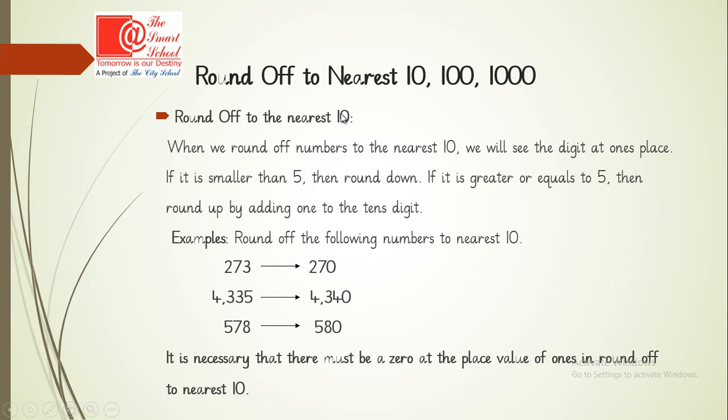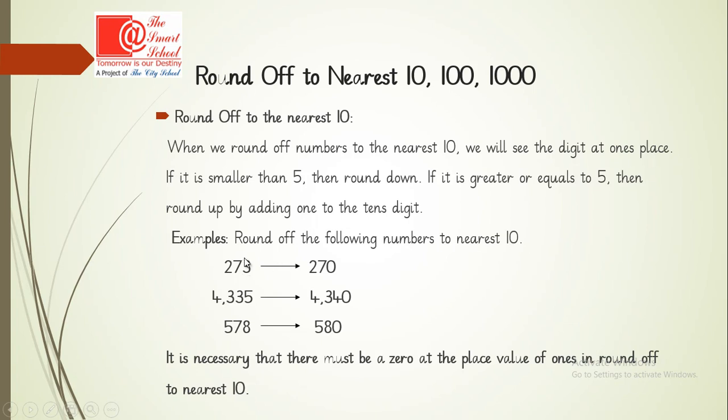Round off to nearest 10. When we round off numbers to the nearest 10, we will see the digit at ones place. If it is smaller than 5, then round down. If it is greater or equal to 5, then round up by adding 1 to the tens digit. For example, round off the following numbers to nearest 10.